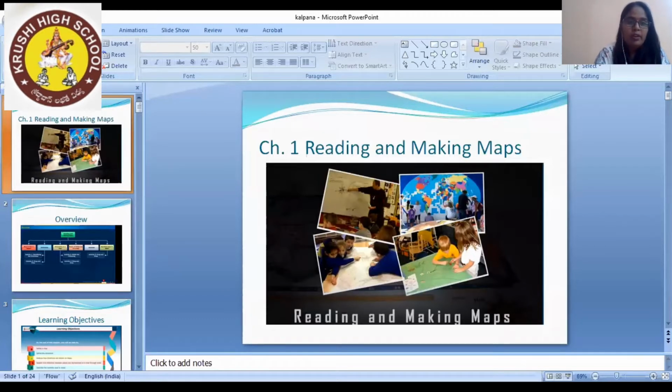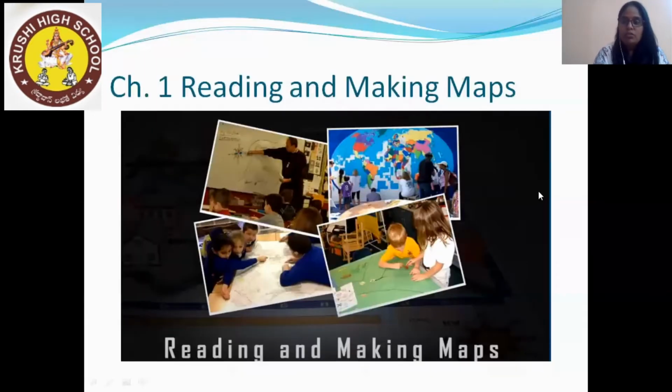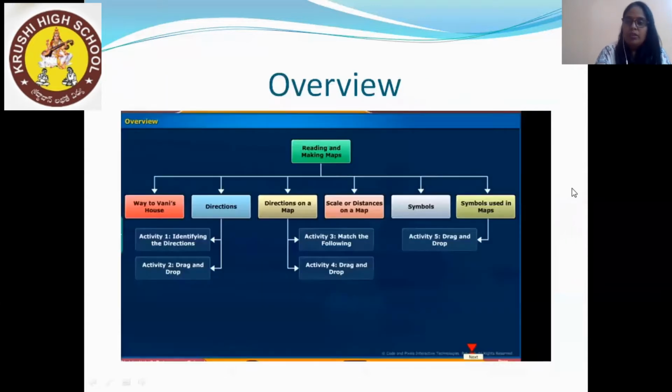Now I'm going to share an image for you. As you can see on the screen, it's all about reading and making maps. Next, in this slide you can have a clear picture or overview of the chapter, what we are going to learn in this session. It covers reading and making maps, way to Vani's house, directions on a map, scale or distance on a map, and symbols used in a map. These are all topics we are going to cover in this session.